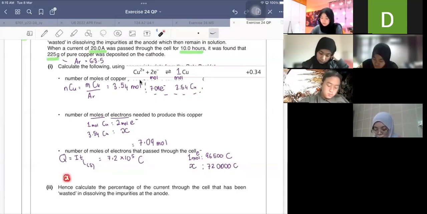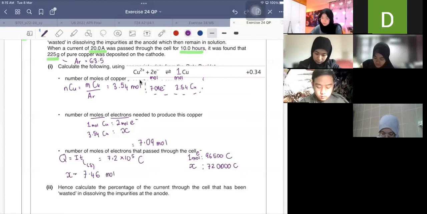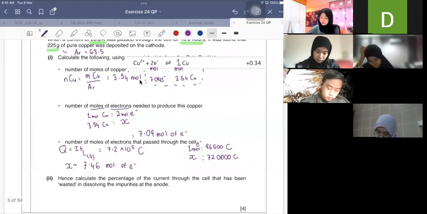So X is equals to 7.2 times 10 to the power 5 over 96,500. Did you get 7.46 moles of electrons? Did you manage to get that? 7.46? Okay. All right.